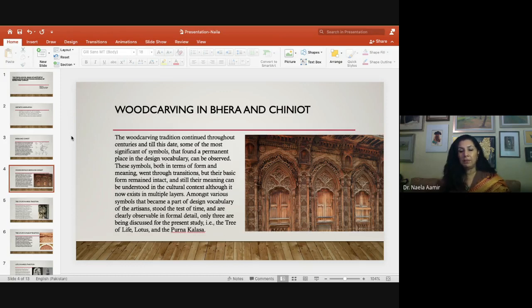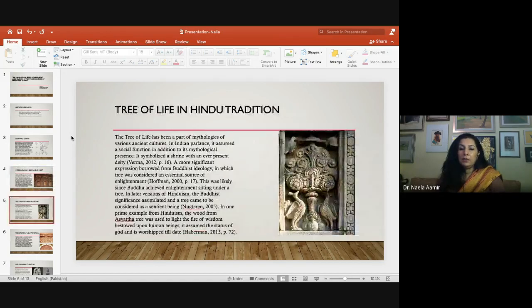Amongst various symbols that became a part of design vocabulary of the artisans, some stood the test of time and are clearly observable in formal detail. Only three are being discussed for the present study, which are the tree of life, lotus, and the Purana Kalasa. This is the Purana Kalasa in a Hindu temple. Sayyid Nasr Hussain, a renowned scholar of Islamic mysticism, once said, "To speak of tradition is to speak of immutable principles of heavenly origin and of their application to different moments in time and space."